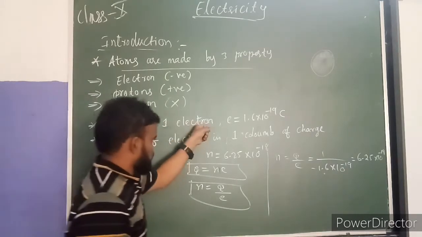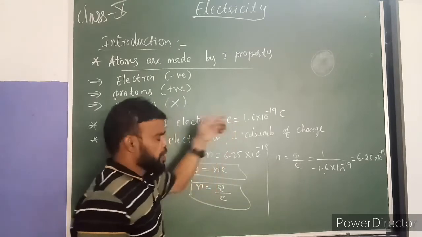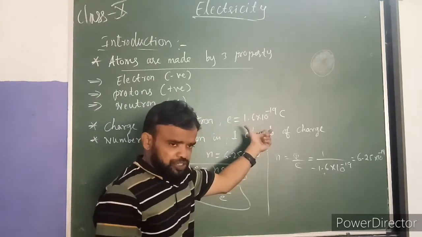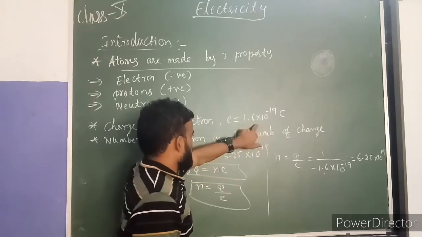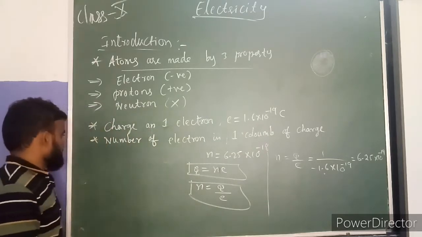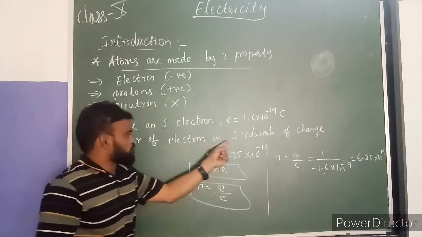The charge of one electron is equal to e, that is one electron is equal to one unit. The value of one electron's charge is 1.6 × 10^-19 coulomb. Understood? So second, the number of electrons in 1 coulomb.